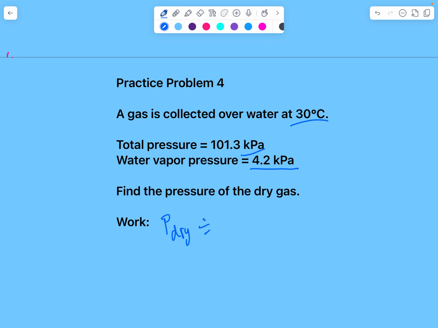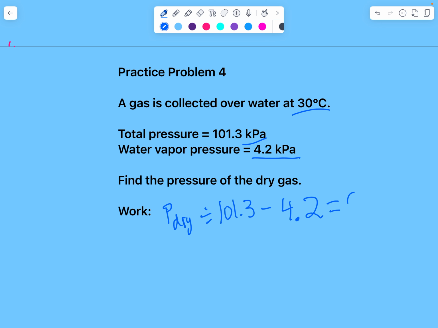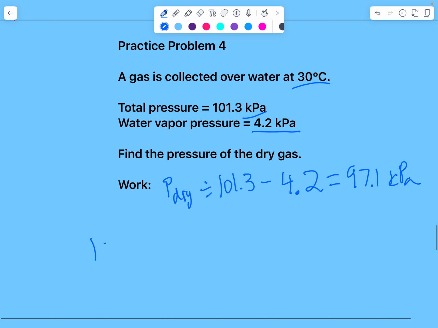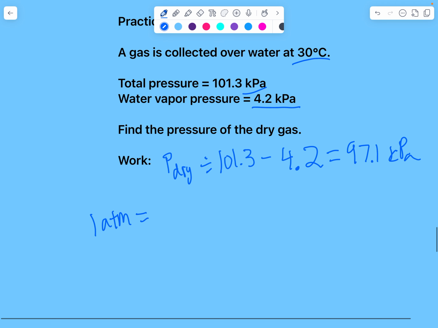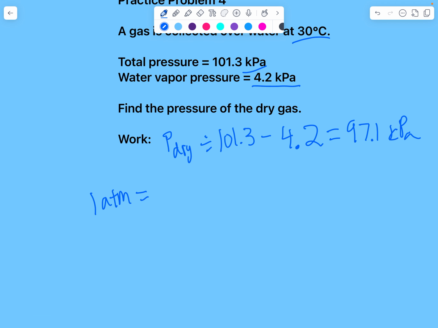So 101.3 minus 4.2. When you subtract that, you will get 97.1 kPa. Now, what do we know about 1 atm? This is just something that will be given to you by your professor, so don't freak out if you don't know it. But 1 atm is 101.3 kPa, okay?